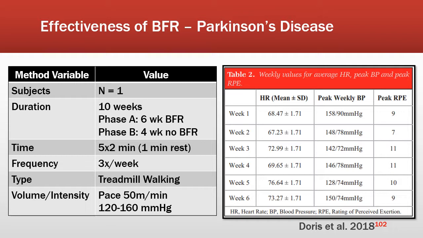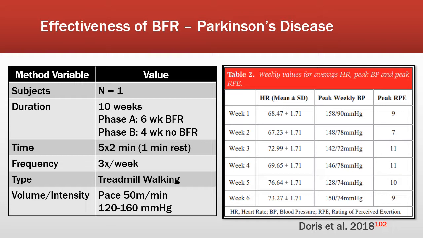So a single subject, 10 weeks, they did a crossover trial. The first week used BFR, whereas the last 4 weeks, no BFR. And the interventions otherwise stayed the same. It was five sets of 2 minutes, 1 minute rest in between, 3 times a week, treadmill walking. The pace is standardized below, as well as the millimeters of mercury that the cuff was set at.